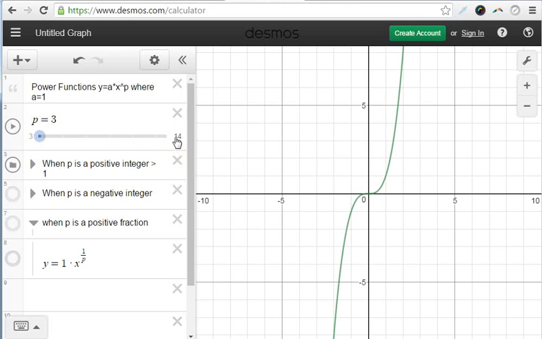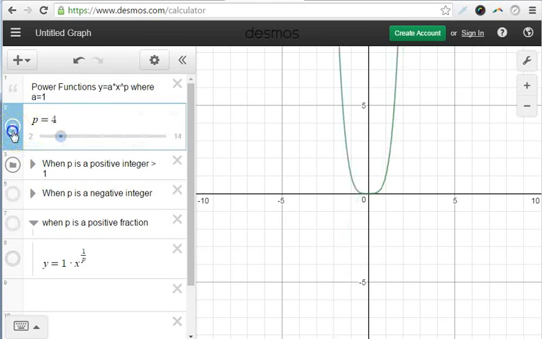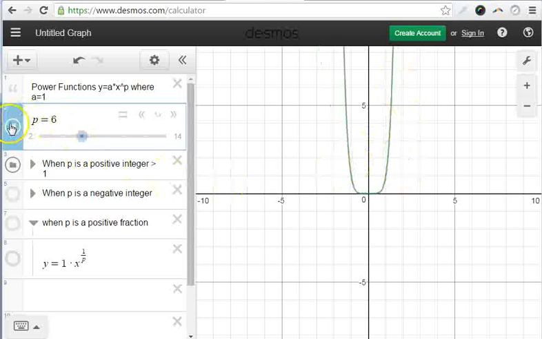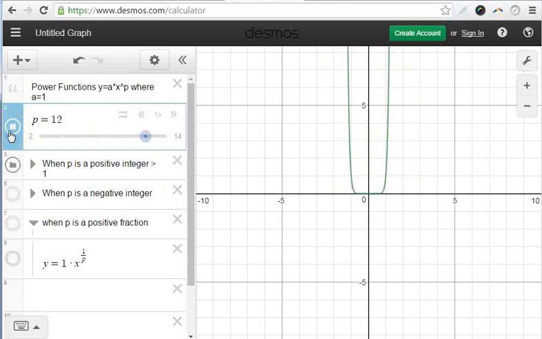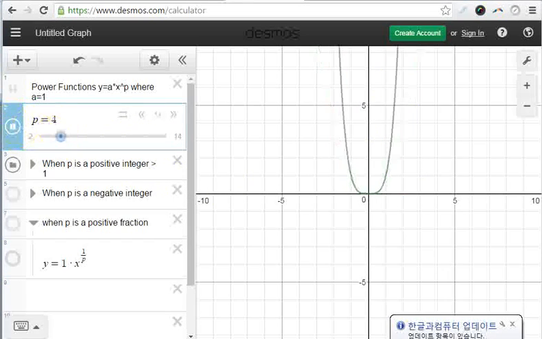Okay, now that's when p is odd. What if p is even? Let me change this p to an even number, and let's increase it. Looks like a parabola that's getting skinnier and skinnier, or more and more narrow. So all p's that are positive even integers look like a type of parabola, and all p's that are positive and odd look like a chair.